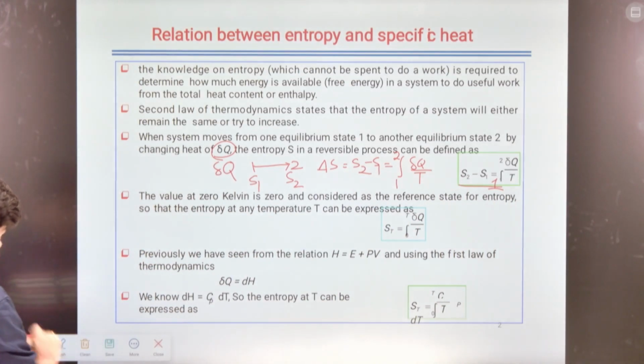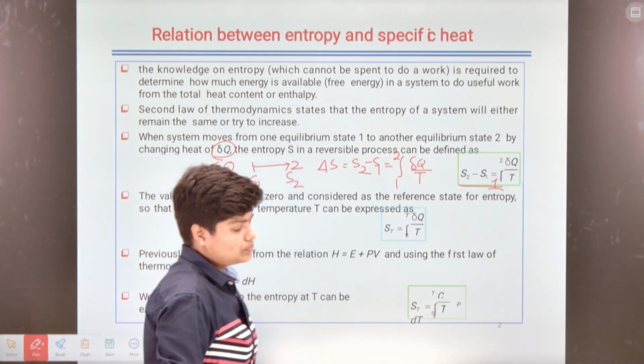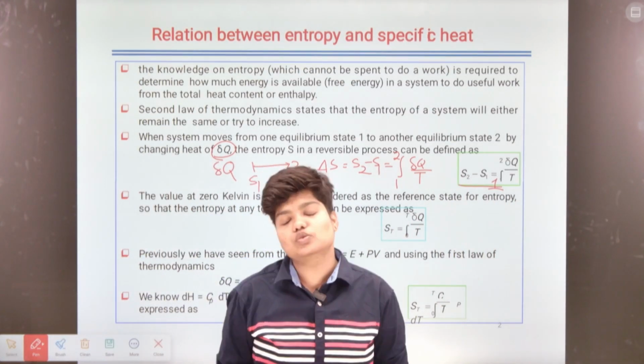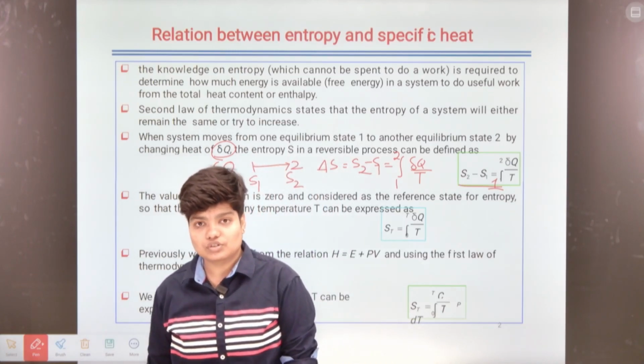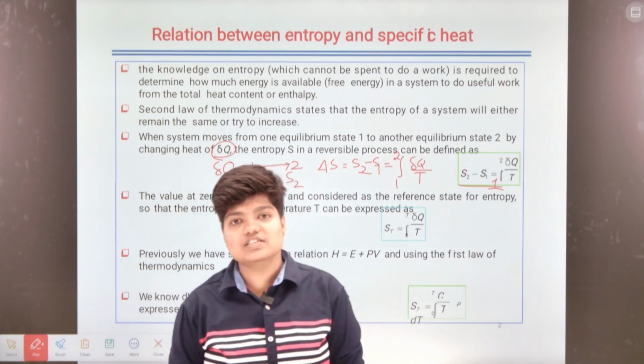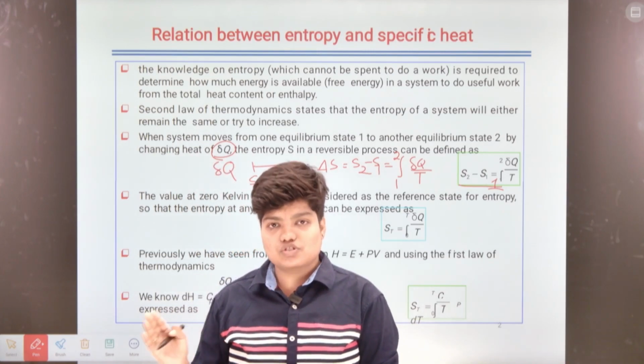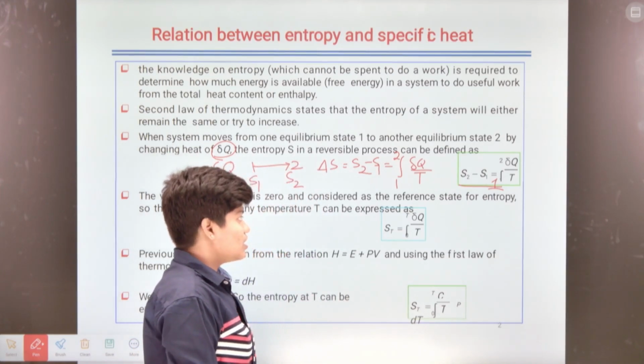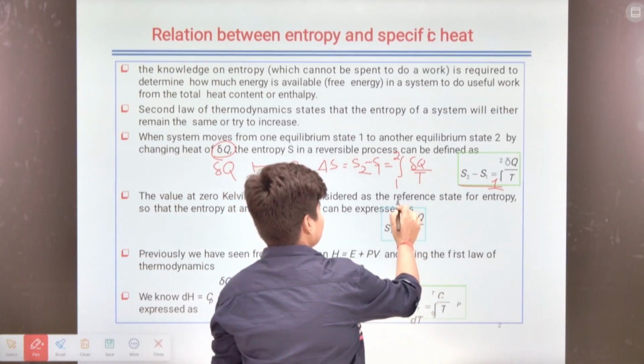So now we know that at 0 Kelvin, the entropy is 0. You remember, that is the fourth law. For a pure element, the entropy at 0 Kelvin is 0. We can say that is the reference state for entropy.